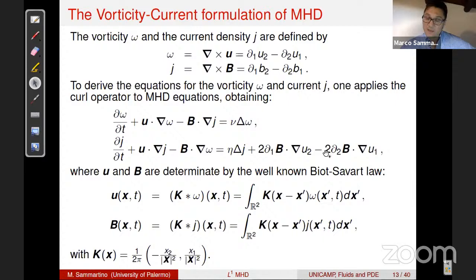So now, given the relationship that omega is equal to the curl of u and j is the curl of b, then u and b in the above equation are determined by the Biot-Savart law. So u is the convolution of K times omega, and the same for b, the convolution of K times j, where K is the usual Biot-Savart kernel.